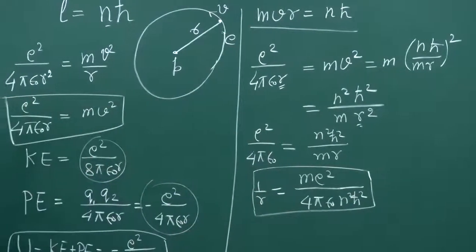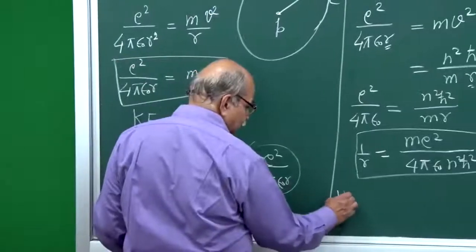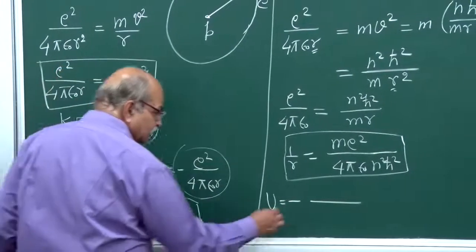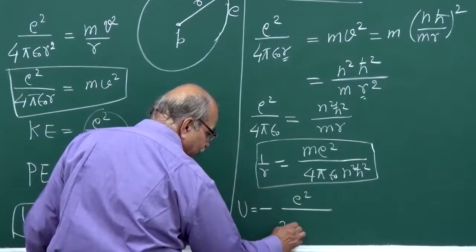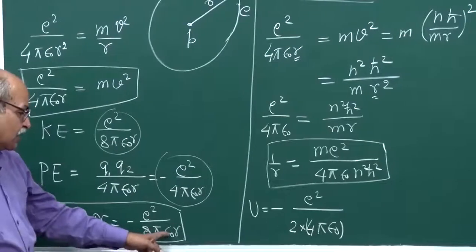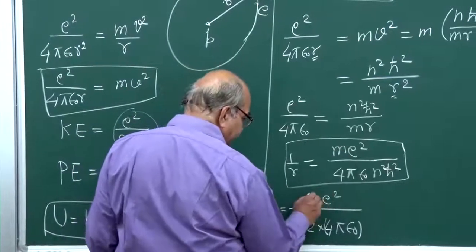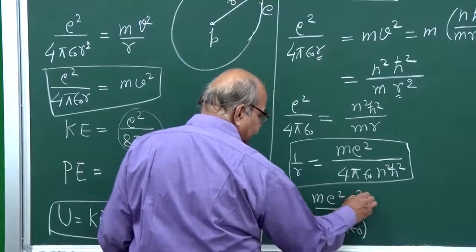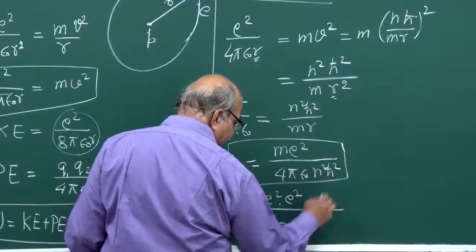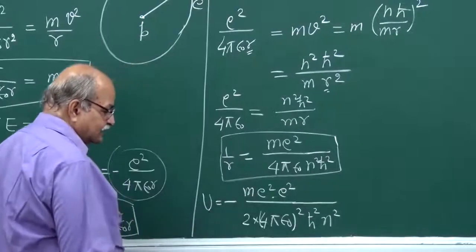And put this 1 by r in the expression of the total energy. So the total energy U is minus E square over 8 pi epsilon naught, that is E square over 2 into 4 pi epsilon naught, multiplied by 1 by r. 1 by r is here, so I have to multiply by m E square, and then in the denominator 4 pi epsilon naught, so square of this, and then n square and h cross square. E square into E square you can write as E to the power 4.